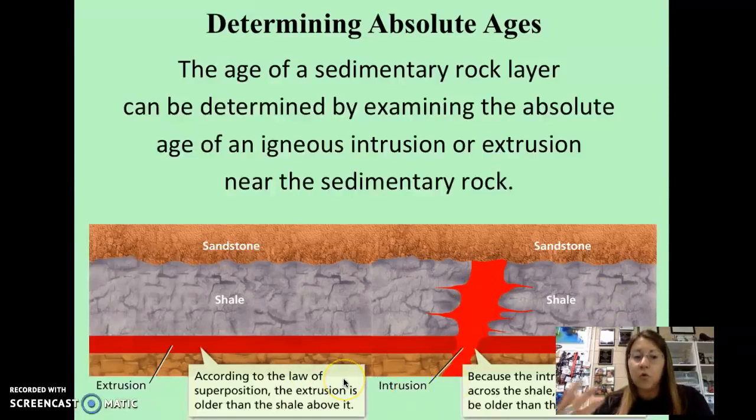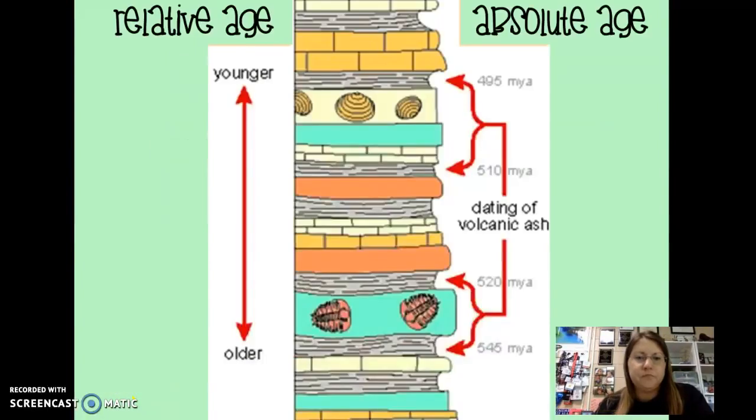So in this order of rock layers that we have, this brown layer was deposited first, and then this extrusion, and then the shale, and then the intrusion was deposited next. We know that the sandstone formed on top because the intrusion doesn't cut through the sandstone. The intrusion does not go up through the sandstone. So scientists can use absolute age and relative age, which we'll talk about later, to determine the age of rocks and fossils.